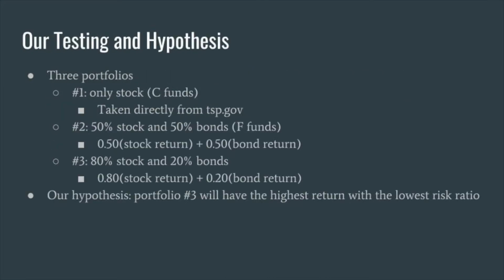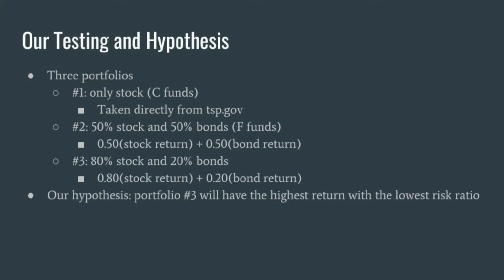and mutual funds. Using Markowitz's method of research, we tested 3 portfolios consisting of only stock, 50% stock and 50% bonds, and 80% stock and 20% bonds. To calculate the rate of returns for Portfolio 1, we took data directly from tsp.gov since it consists of 100% stock. For Portfolios 2 and 3, we used a weighted average formula and inserted respective percentages for the portfolios pulled from tsp.gov. We hypothesized that Portfolio 3 would have the highest return with the lowest risk ratio, and that a diversified portfolio would yield a higher return than an undiversified one.